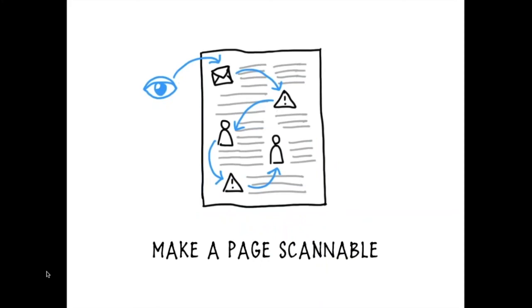Visuals can also make a page really scannable, and that is by the way that our visual perception works. We are really good at looking at images and understanding images very, very fast, much faster than we can actually read words.